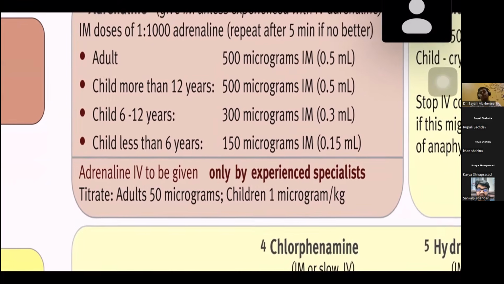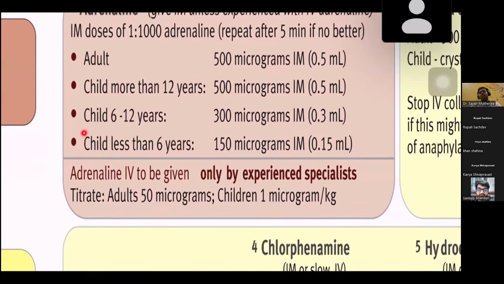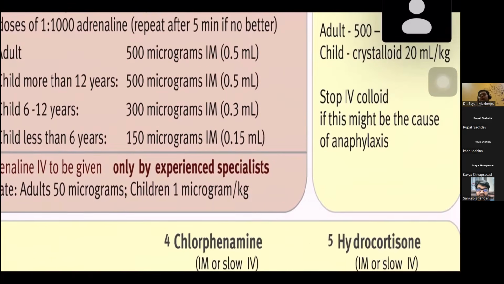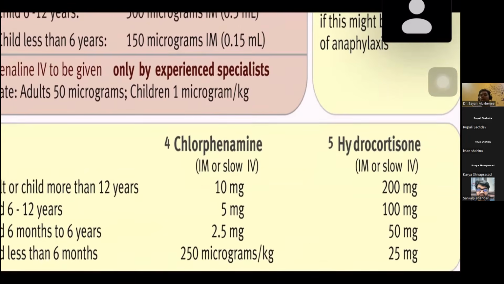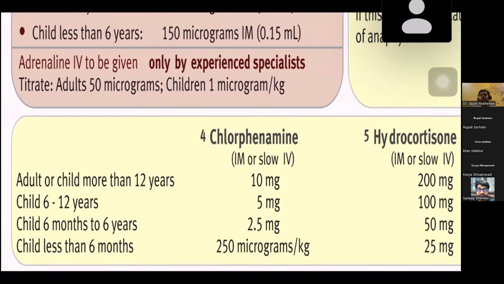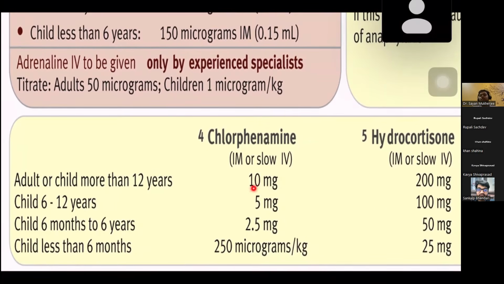And you should also know the other doses, especially a child less than 6 years. Generally, a pediatric resident will handle this, but it's 0.15 ml. 6 to 12, it's 0.3. Just remember, less than 12, 0.3, more than 12, 0.5 ml. And if it's less than 6 years, a child, 0.15. Just remember this.